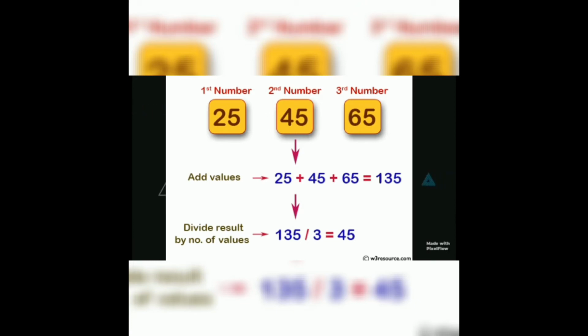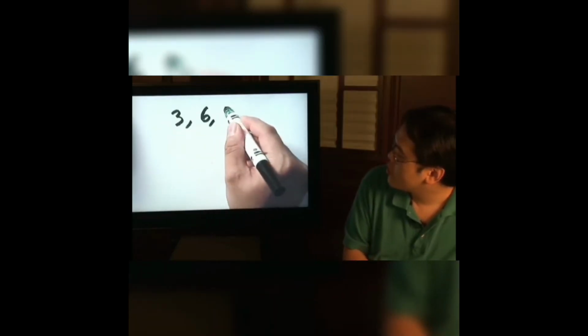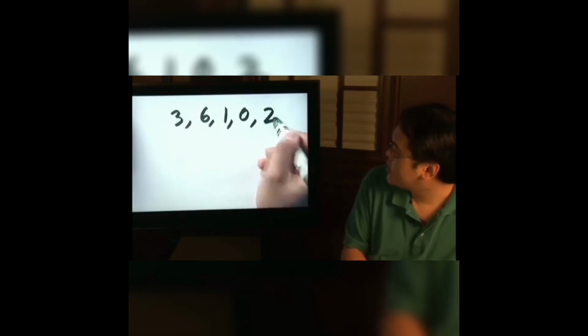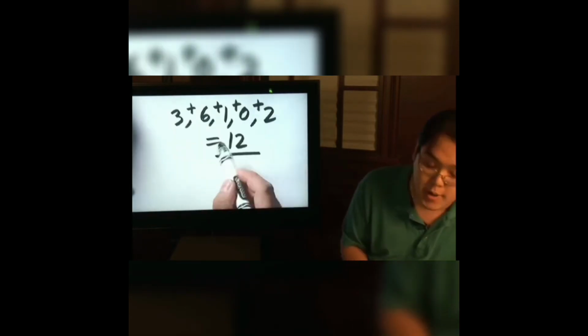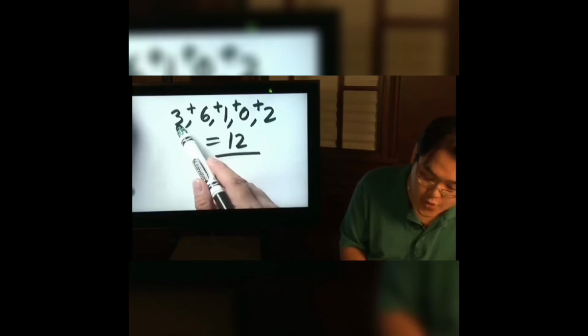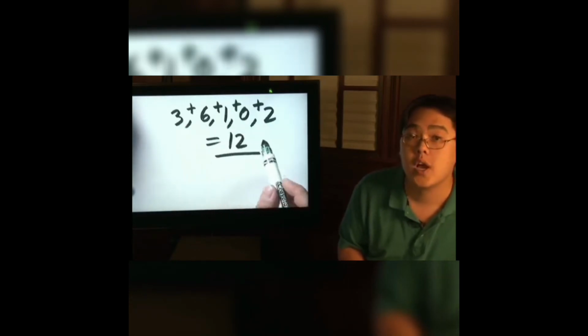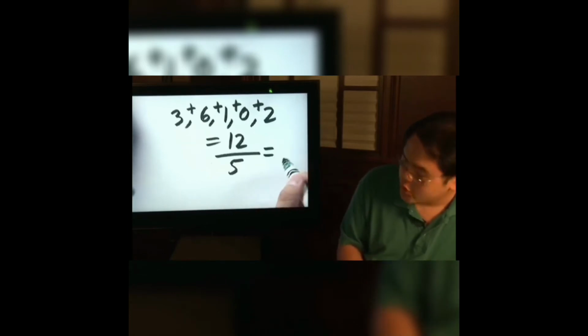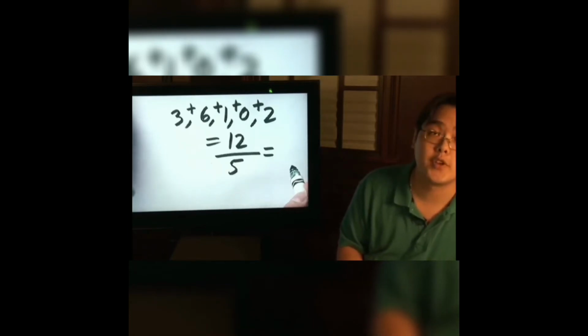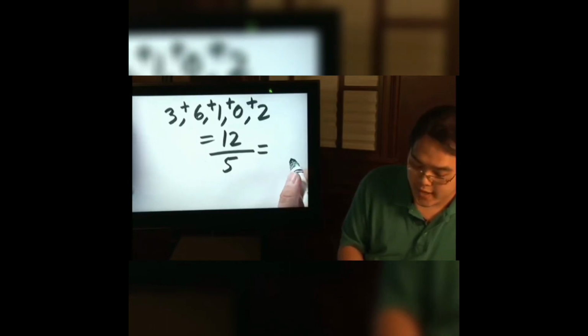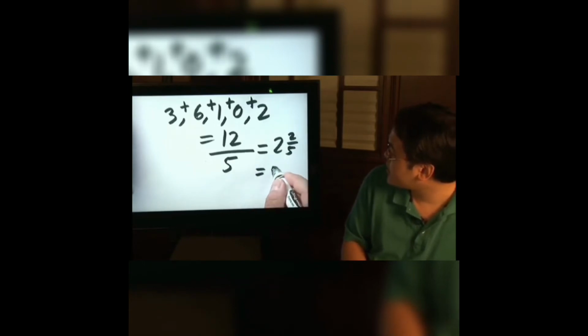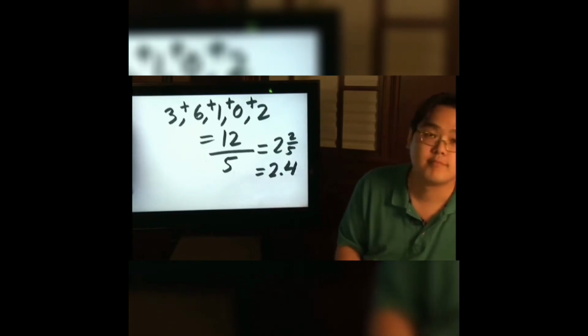For example, 3, 6, 1, 0, and 2. Add all the numbers and divide by how many numbers you actually have. Now in this case, 3, 6, 1, 0, and 2 obviously make up 5 numbers. 12 over 5 is not really a reducible number, but if you calculate that on your calculator or do it by hand, you'll find out that it's indeed 2 2/5, or you can write it in decimal form as 2.4. T stands for theorem, a mathematical statement that has been proven to be true.